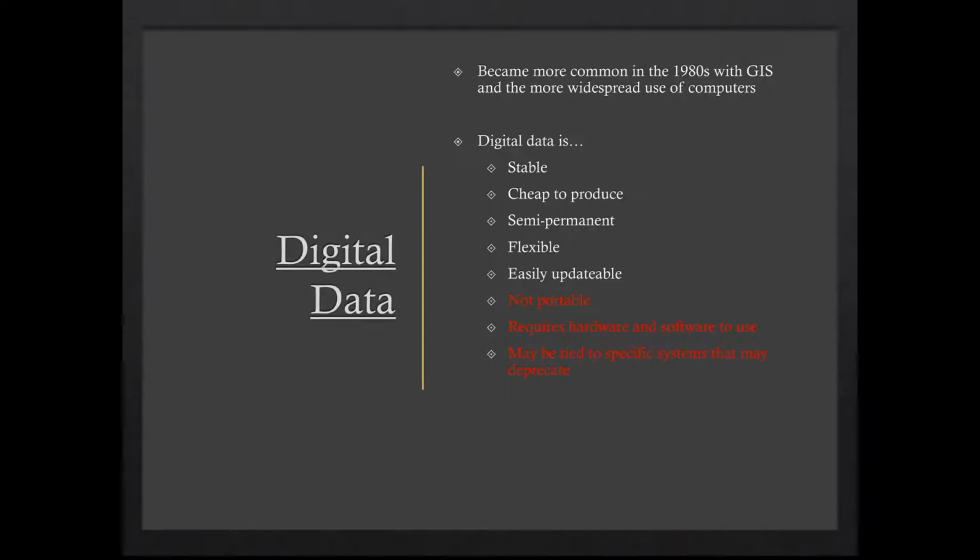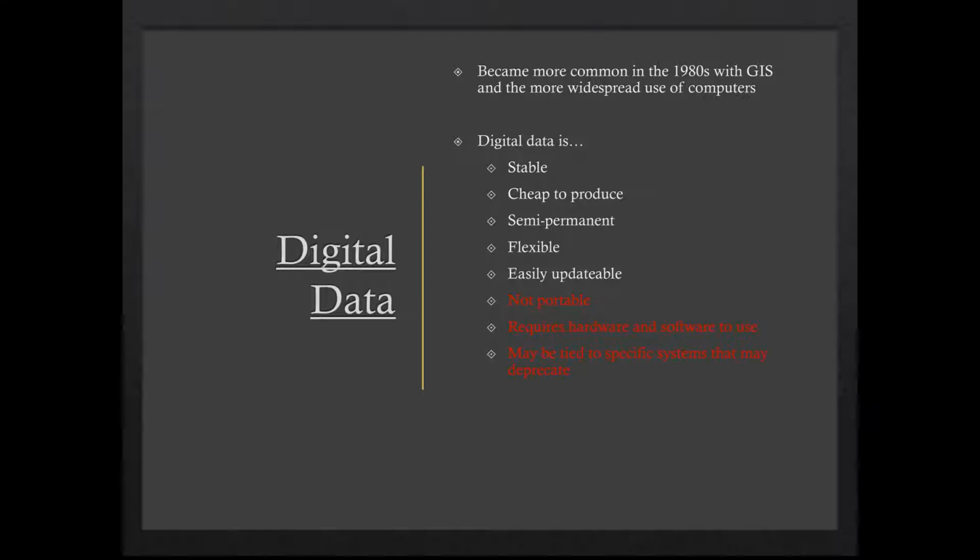Digital data has become a common storage medium for GIS data since the 1980s as computers became more widely used and storage capacities grew larger and prices dropped significantly. The positive aspects of digital data are that it is stable so long as it is properly maintained, backed up, and occasionally transferred to a modern storage medium. And then digital storage is now extremely cheap and can store massive amounts of information in a very small space.